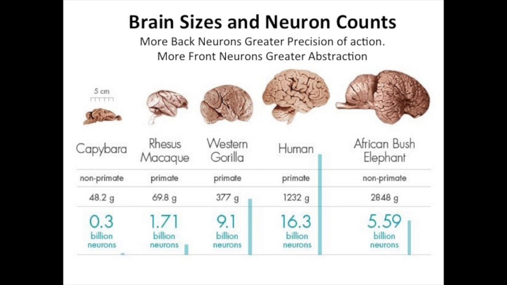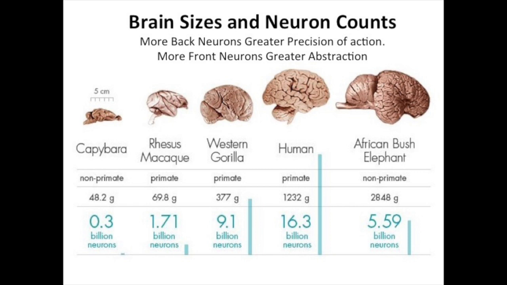We have 16.3 billion neurons. If you look at the size of our cerebellum, it's not all that big, but if you look at the cerebellum on the elephant, which has a very big body to move around, it's quite a bit larger. But that elephant only has 5.5 billion neurons. Well, it's a lot bigger, but it has only a third of the neurons. Even a Western gorilla has just a little more than half. So brain size varies a great deal, and it really does matter, not only the size, but how many neurons you have in there.